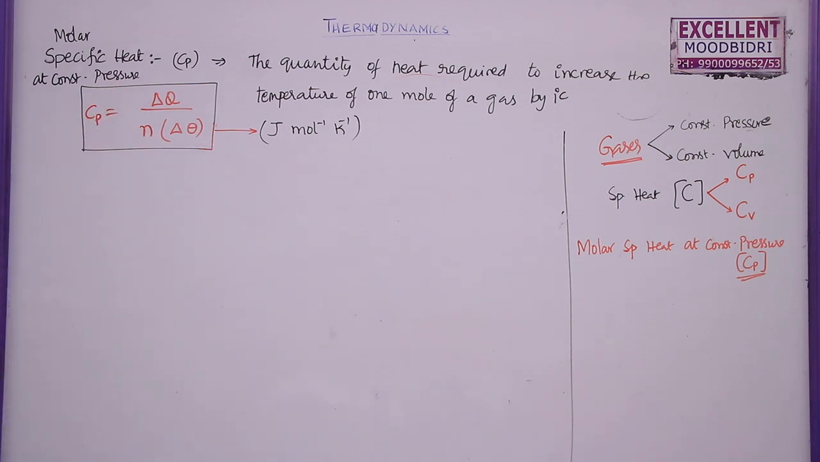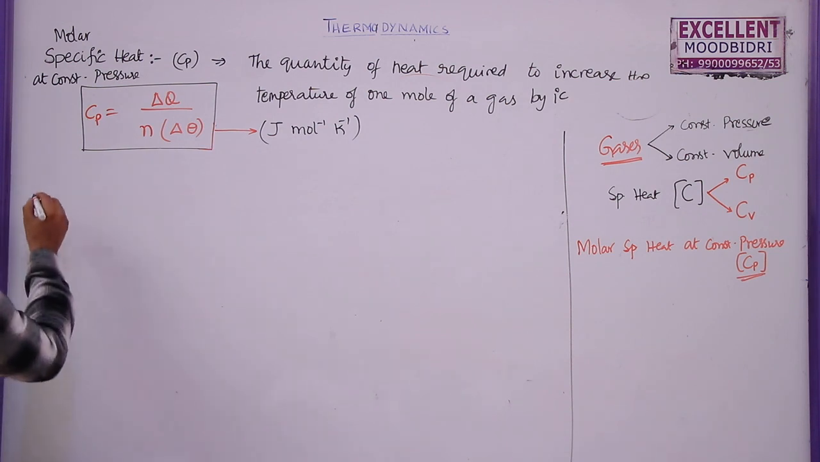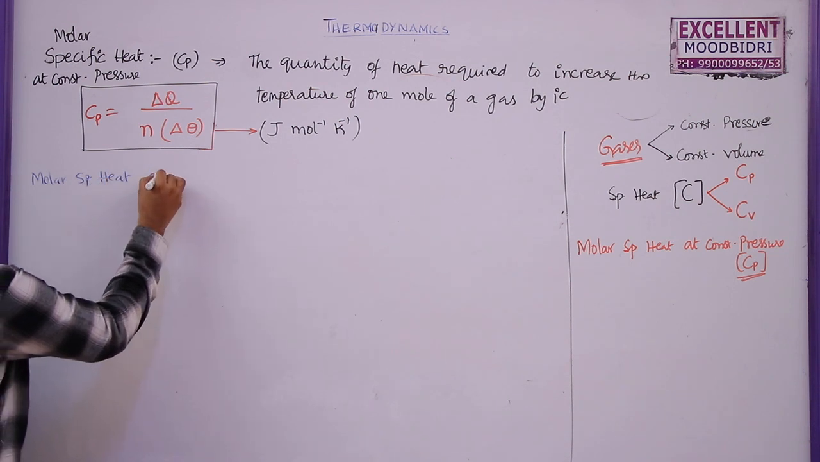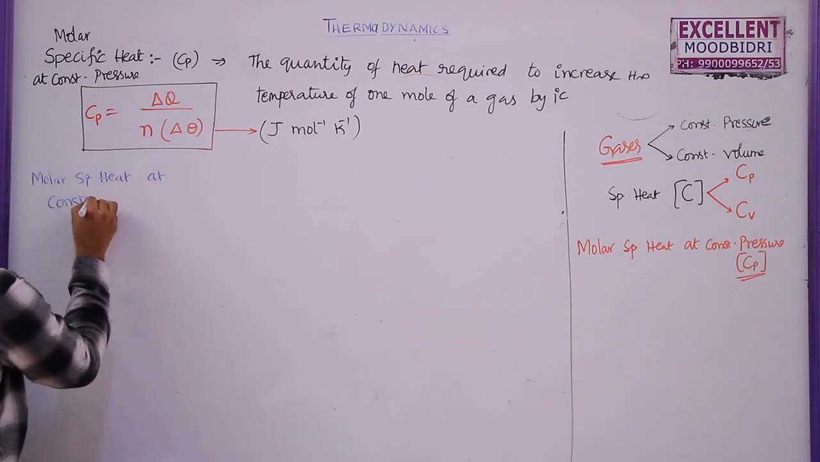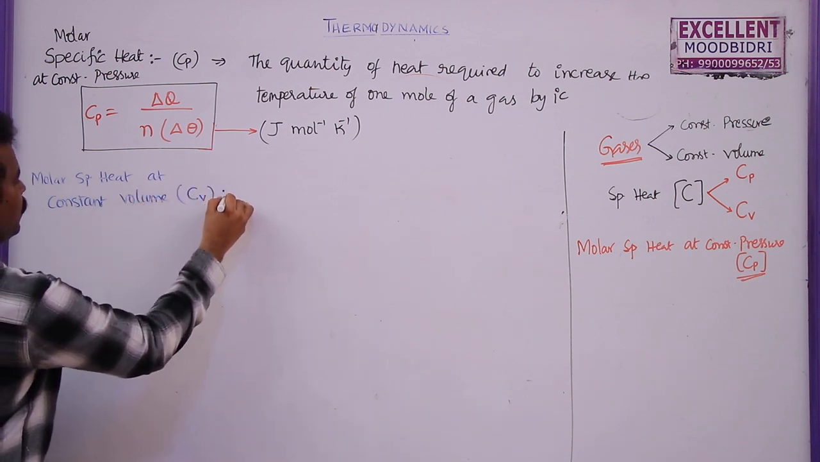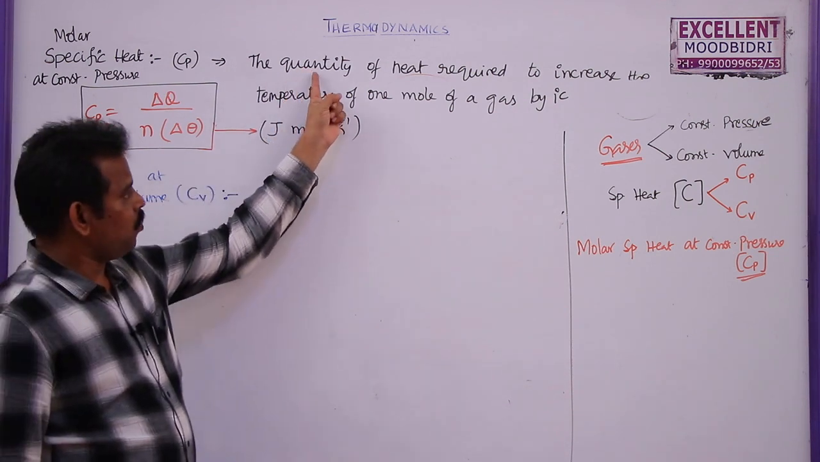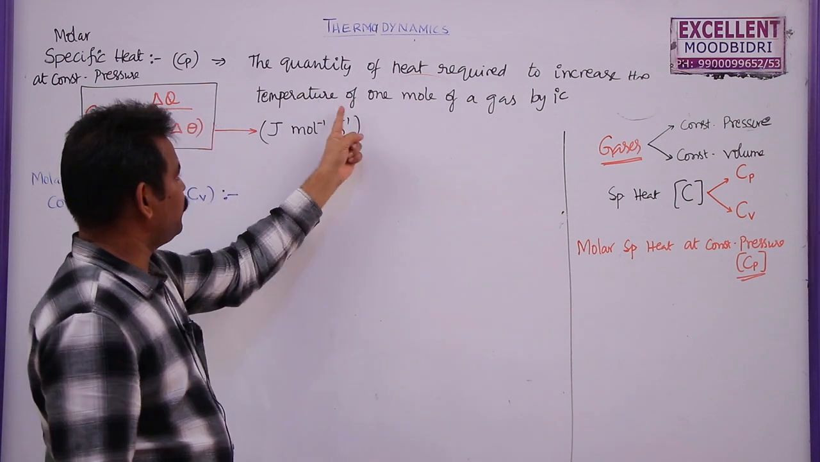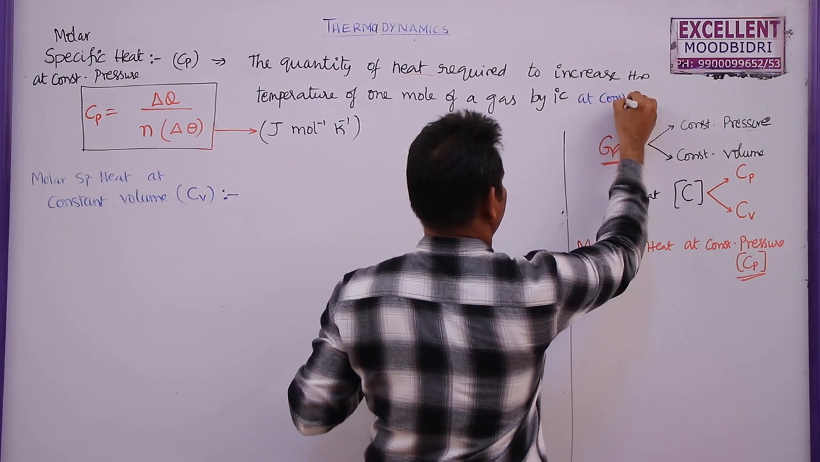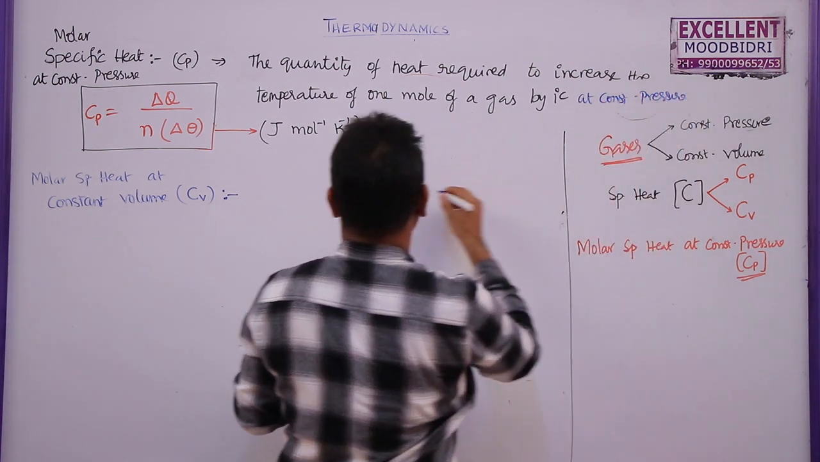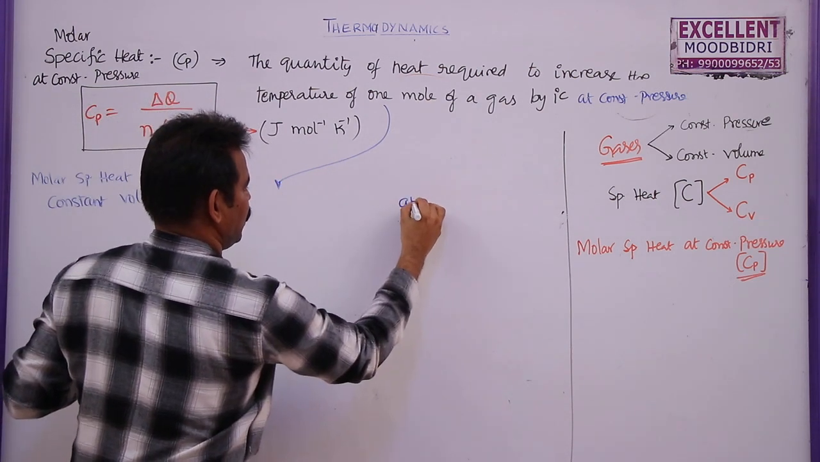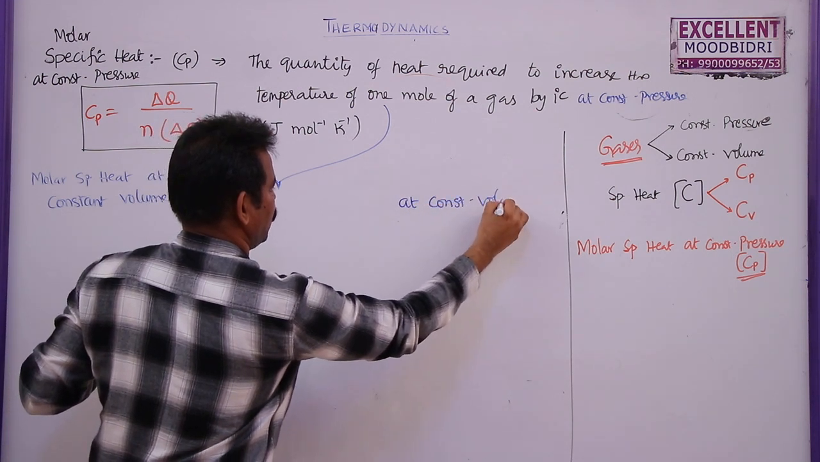So what is the molar specific heat at constant volume now? Here I am going to write this as molar specific heat at constant volume, Cv. Here you can define the same thing, the quantity of heat required to increase the temperature of 1 mole of gas. Here you need to write at constant pressure. Here also the definition is as it is ditto, but at last in place of at constant pressure I need to write at constant volume.